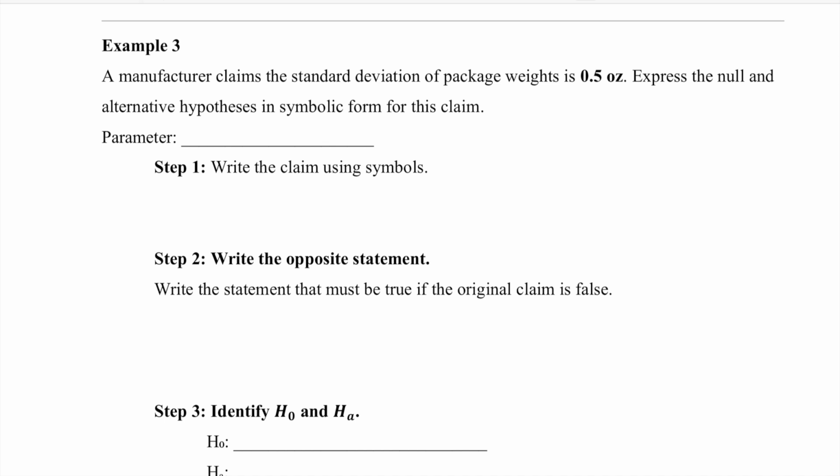Example 3. A manufacturer claims the standard deviation of package weights is 0.5 ounces. Express the null and alternative hypotheses in symbolic form for this claim. Let's use the same process one more time. But first, let's identify the parameter. Since the claim is about the standard deviation, the parameter is sigma.